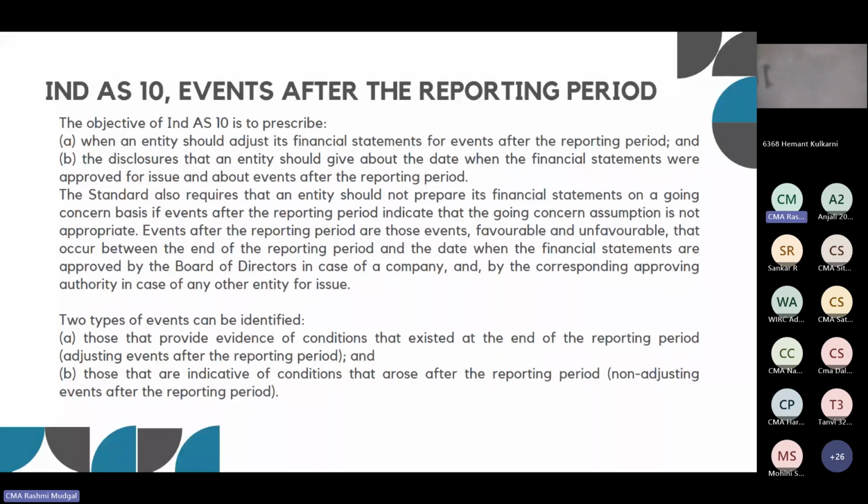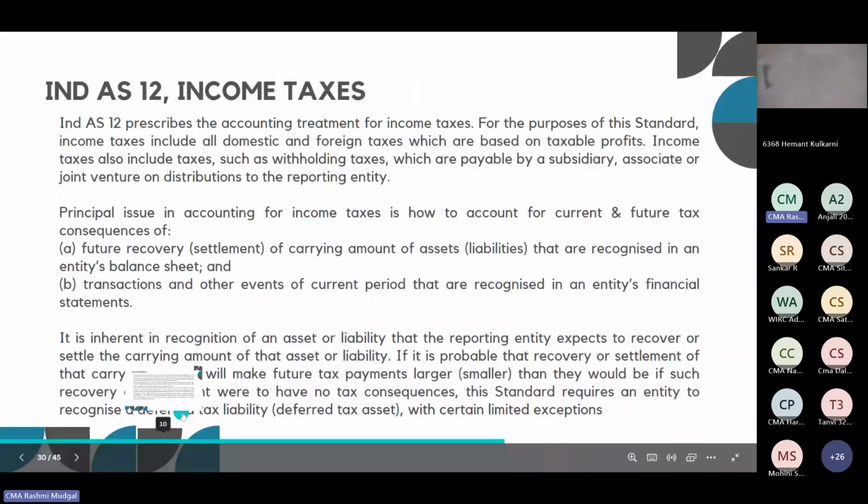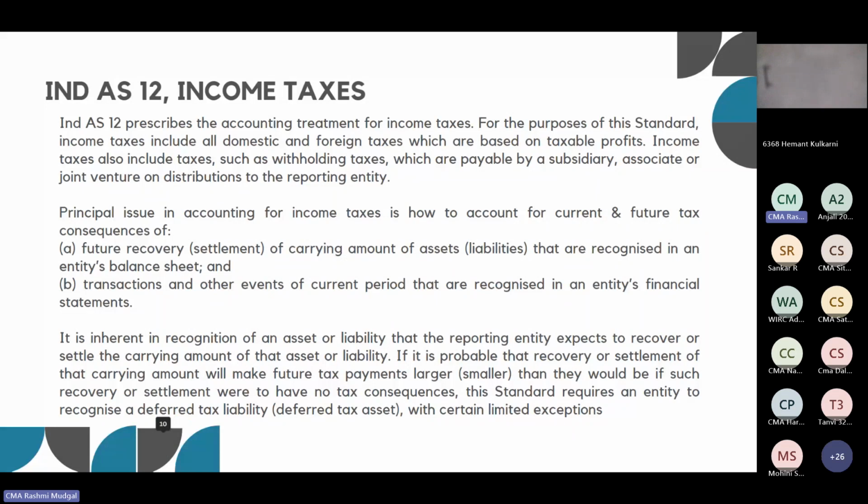Okay, next is Ind AS 12. What is Ind AS 12? It's for income tax expense: how to make an income tax expense, how to report it. Ind AS 12 prescribes the accounting treatment for income tax. For the purpose of the standard, income taxes include all domestic and foreign taxes which are based on taxable profit. Income taxes also include taxes such as withholding taxes, which are payable by a subsidiary, associate, or joint venture on distributions to the reporting entity.